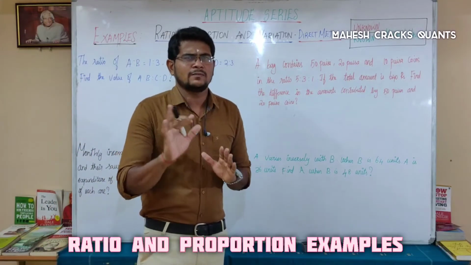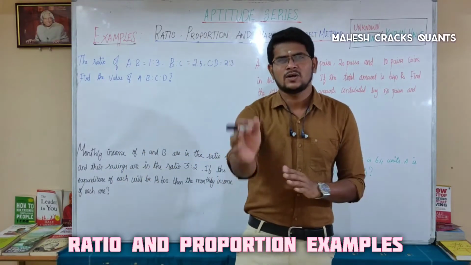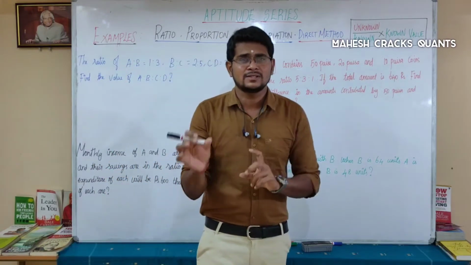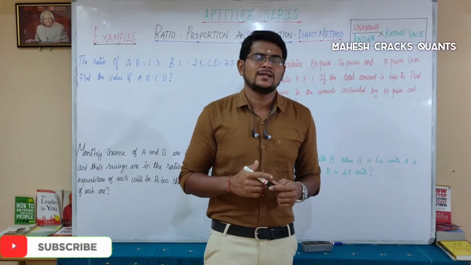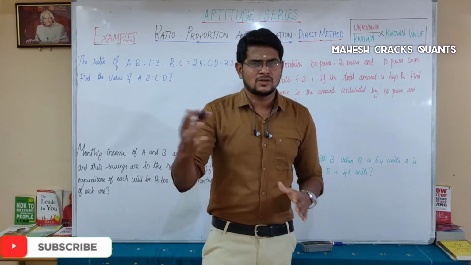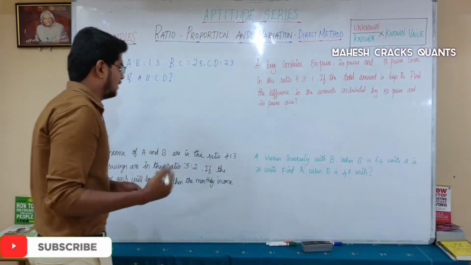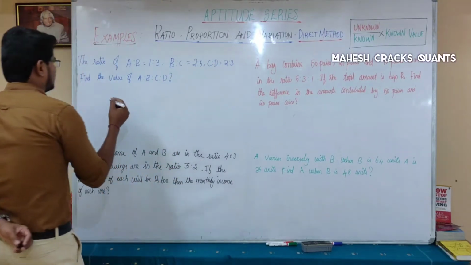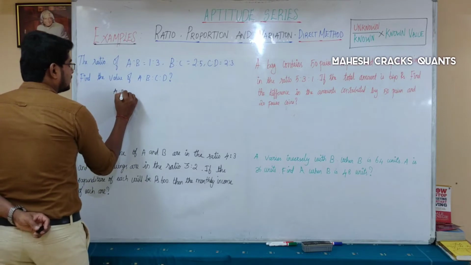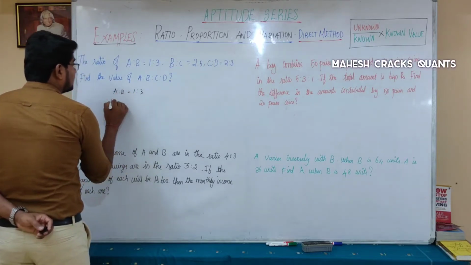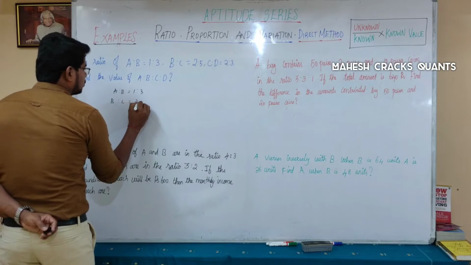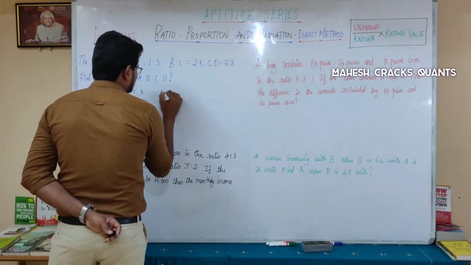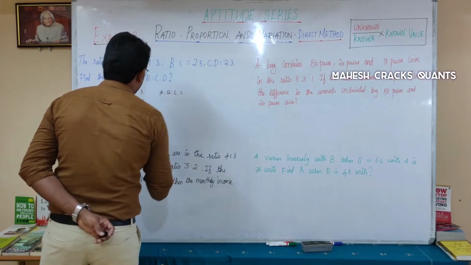This is the question. In the first basic class itself, we solved that A is to B is equal to a certain value and B is to C is equal to a certain value. It means how can we calculate A is to B is to C? That we saw in the first example. So let's solve with the ratio values here. A is to B is equal to 1 is to 3 and B is to C is equal to 2 is to 5. From this I could find out A is to B is to C.